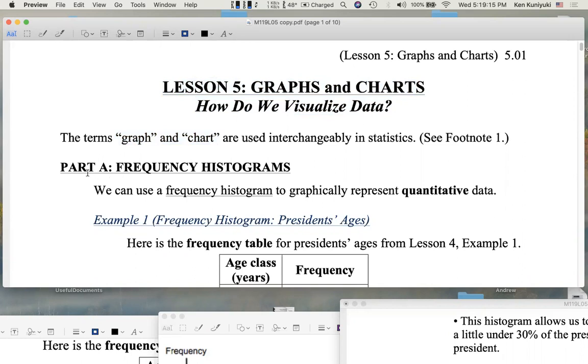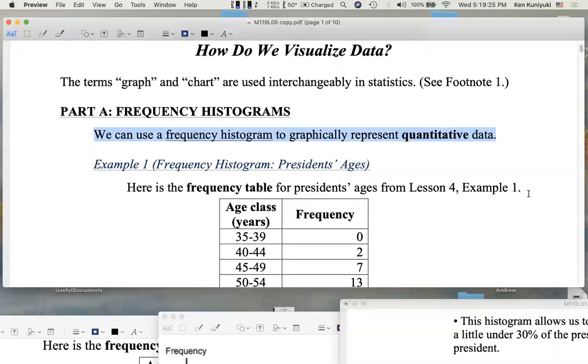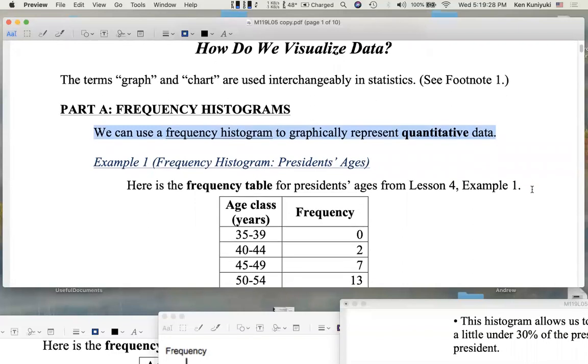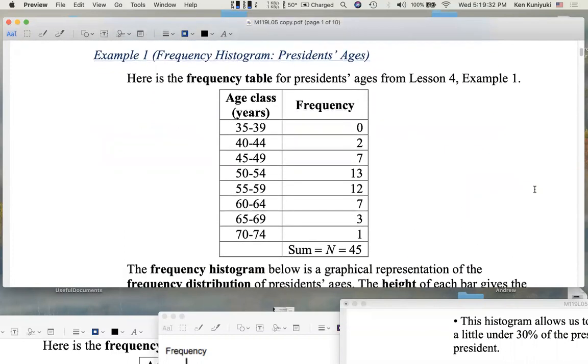All right, so let's start with frequency histograms, which we can use to graphically represent quantitative data. If you have qualitative data, we call those bar charts. Okay, so remember the frequency histogram for the president's ages. We've seen this before. So for these various age classes, we get these various frequencies. For example, look at this modal class, the most frequent class. 13 presidents were in their early 50s when they became president.